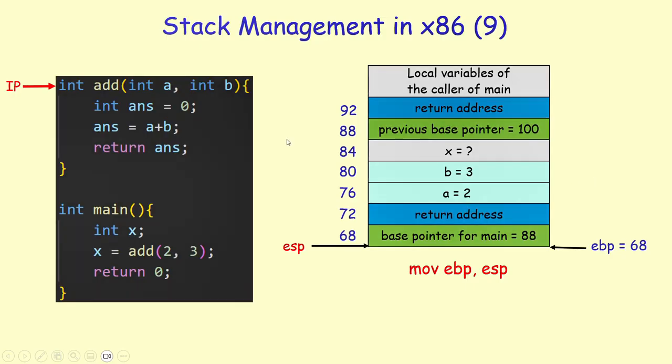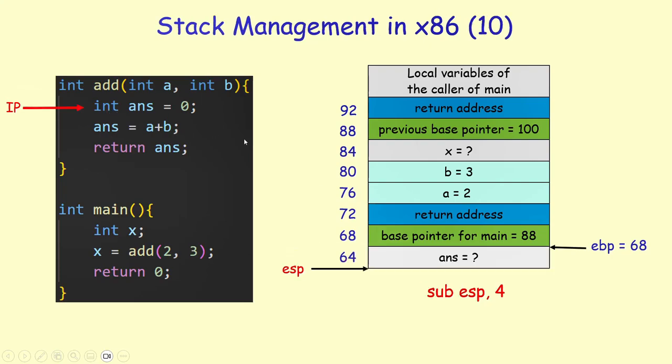The next thing we are supposed to do is to allocate space for the local variable ANS of the add function. Because ANS is an integer and that occupies 4 bytes in memory, we simply say subtract ESP, 4, moving the stack pointer 4 bytes down. Now that we have allocated space for the local variable ANS, we need to initialize it to 0.